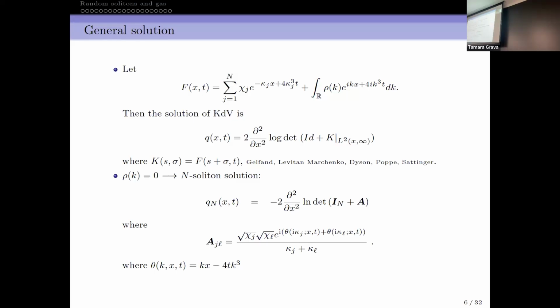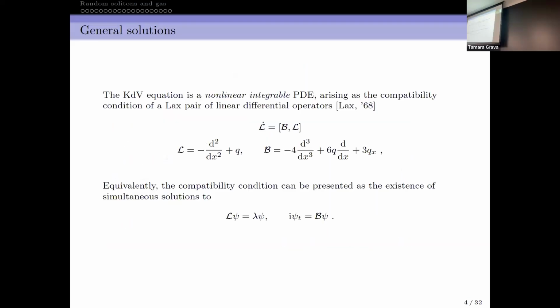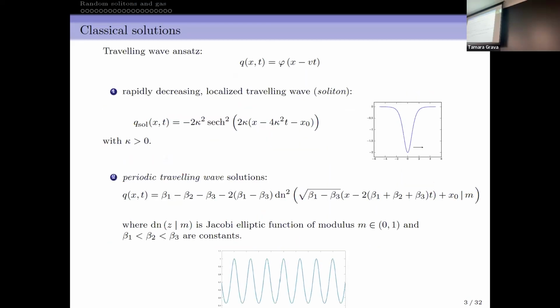Do they have some natural physical interpretation? Yes, they are the amplitude of the soliton. So kappa is the amplitude of the soliton. What you were giving was then like an N-soliton.